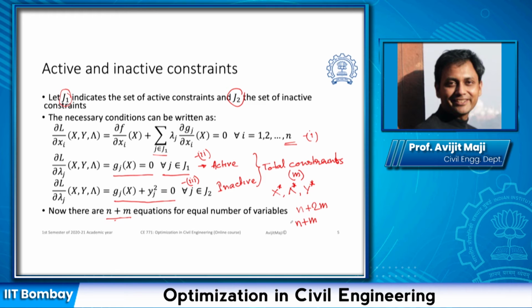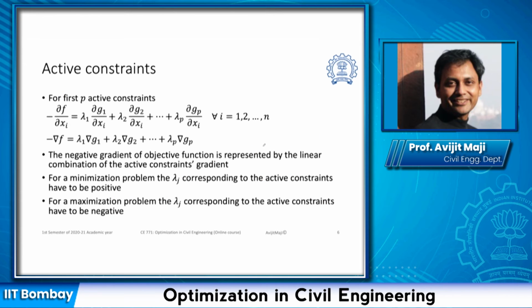Now let us look into how we can solve and what it means. In this case, our primary equation is this number 1 equation, where we are doing the partial derivative of the Lagrange function with respect to the variables one by one. So in this, if we identify that the first p active constraints are represented in such a way that the first equation is satisfied, then we can easily write the equation in this form.